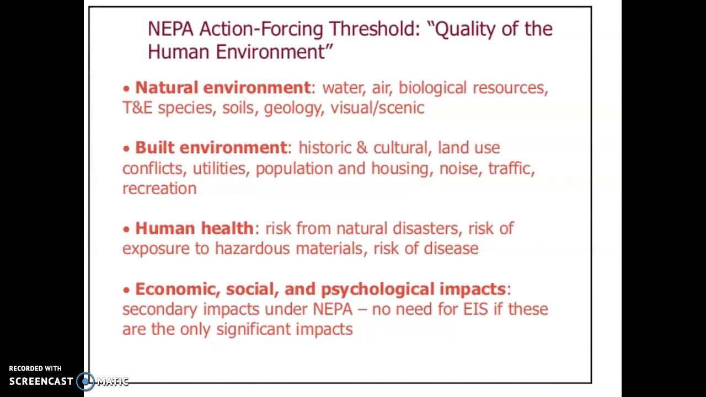So the NEPA action forcing threshold. So the quality of the human environment. So what is the human environment? How do we define that? We have natural environment, the built environment, human health, economic, social, and psychological impacts. Which this is one that I was talking about that I specifically worked on, was more of the economic and more of the social impacts, which is considered part of the human environment.